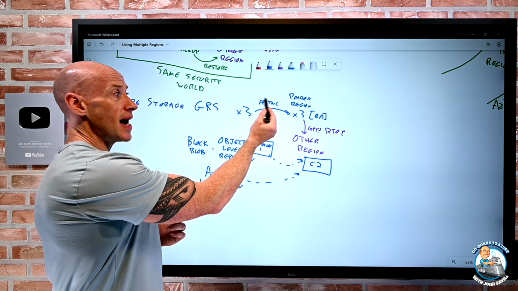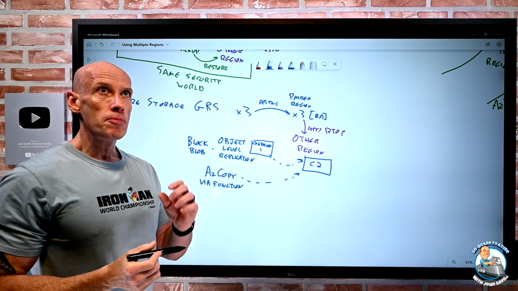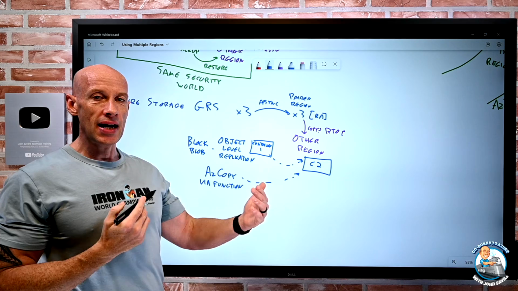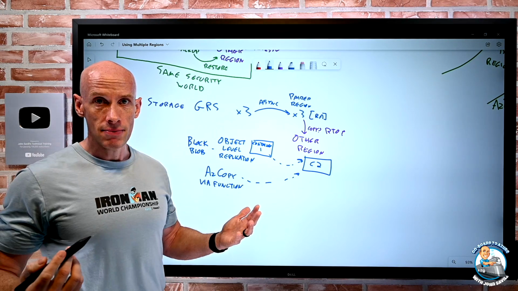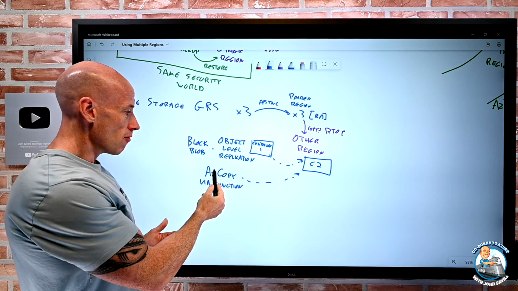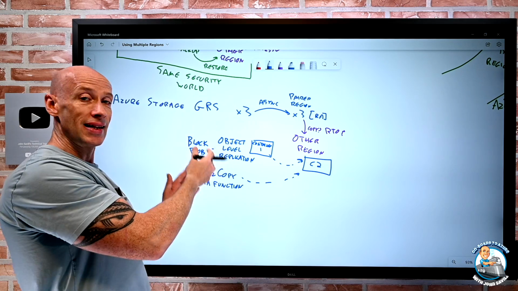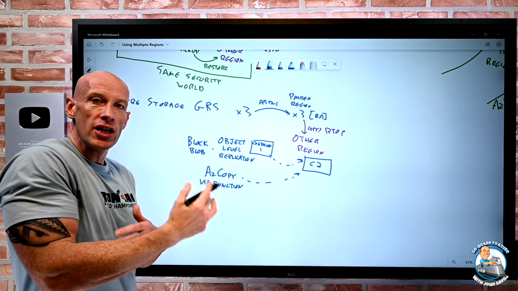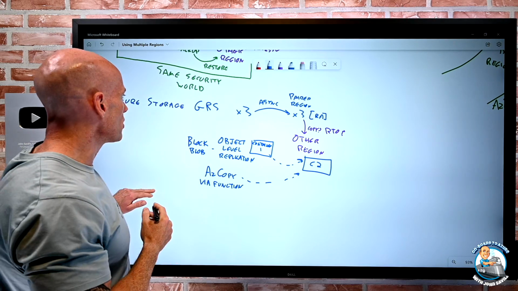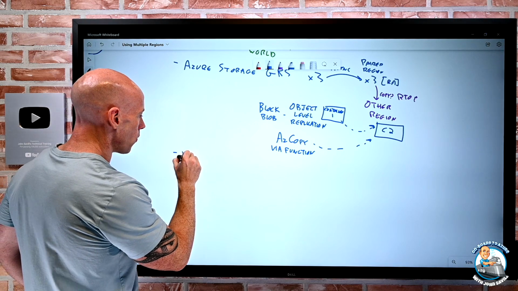Now, this is async anyway. There's no guarantee of how up to date this is. You can go and look at the replication and see the last sync time, but it doesn't guarantee any particular time. If I wrote my own, I could maybe run every 5 minutes or 10 minutes. Now, depending on the amount of data, there's a finite time it's going to take to copy it, but I could adjust how often that runs. And then we have things like the recovery services vault.